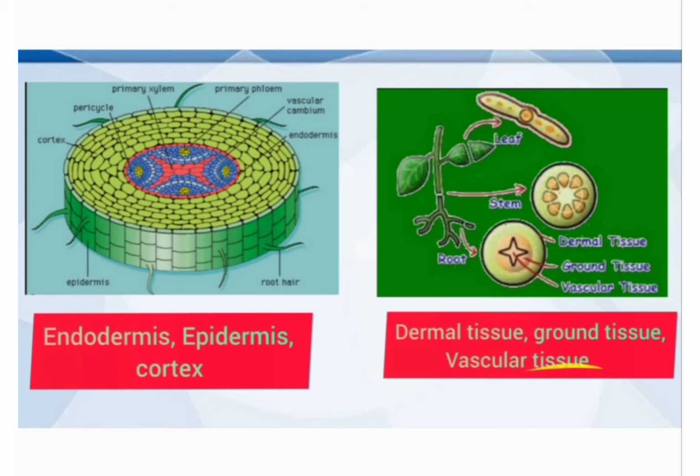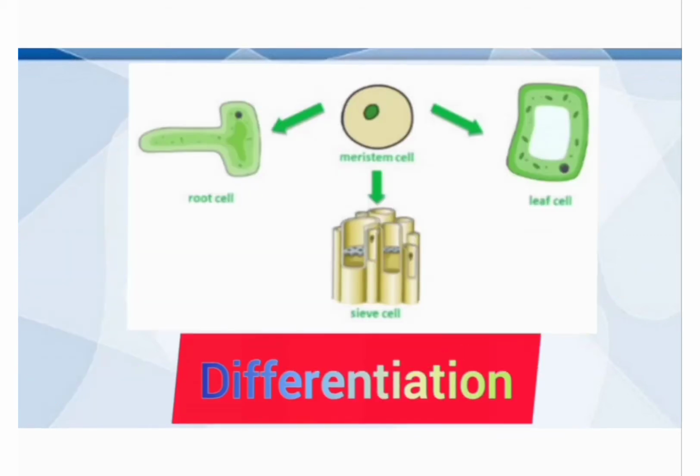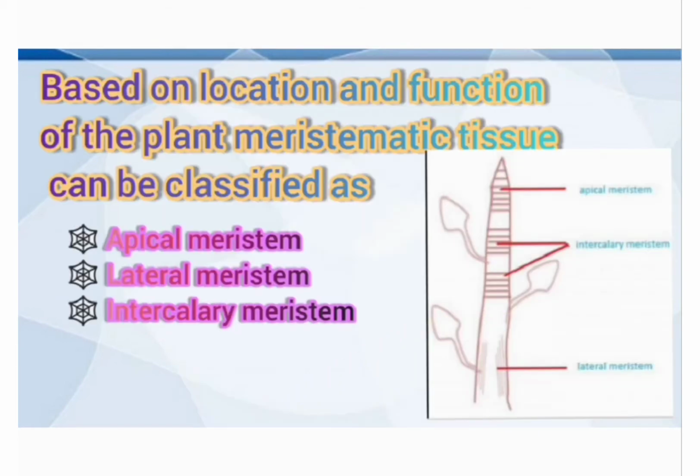When the plant starts to grow from a seed, the plant is made up of meristematic tissue, but as the plant grows and matures, these tissues start changing to form different tissues and lose the ability for further division. This process is called differentiation. So, the meristem cells after differentiation convert into root cells, sheath cells, and leaf cells.